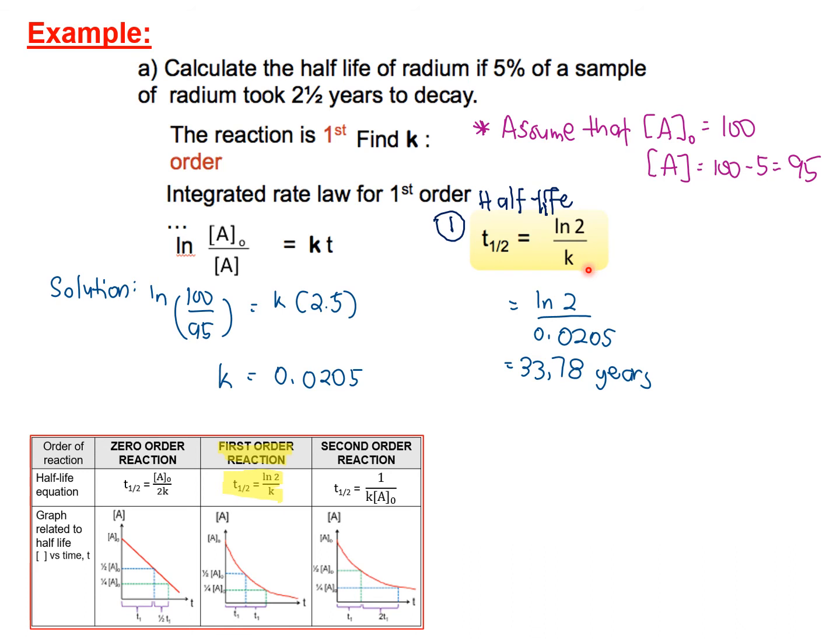Sekarang ni macam mana dapat K? K tak dibagi dalam soalan. So, you need to find the K. K ni apa? K ni ialah rate constant. Okay. So, macam mana nak cari rate constant? You tahu this is the first order. So, next thing is, you kena bagi tahu integrated rate law for first order. Okay, so this is the integrated rate law equation for first order.